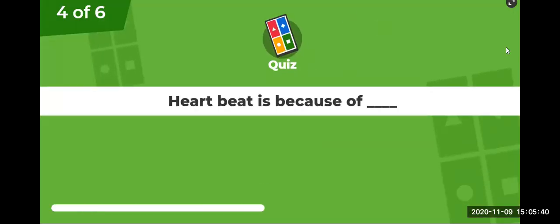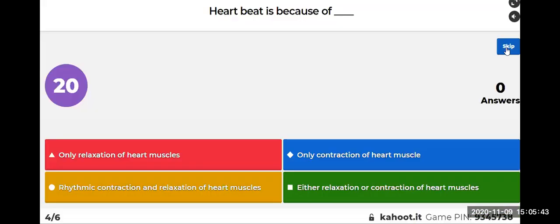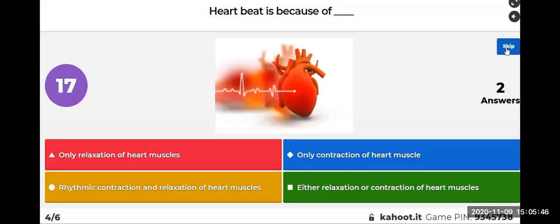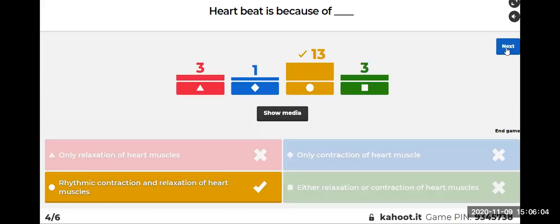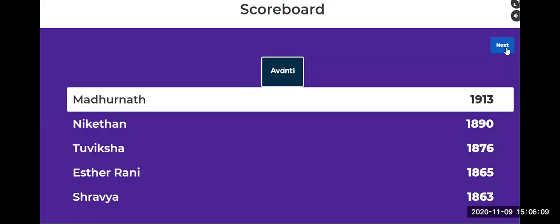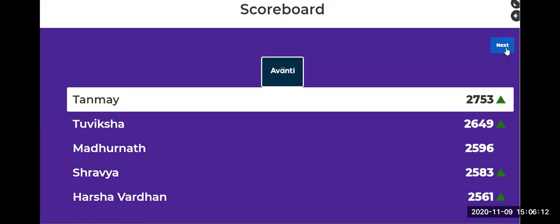Next. Heartbeat is because of? Read the options first, everyone. Read the options first. Yes, right? Rhythmic. Mistakes, please note it down. Well, there's a change of order. Only Shravya is in top five.